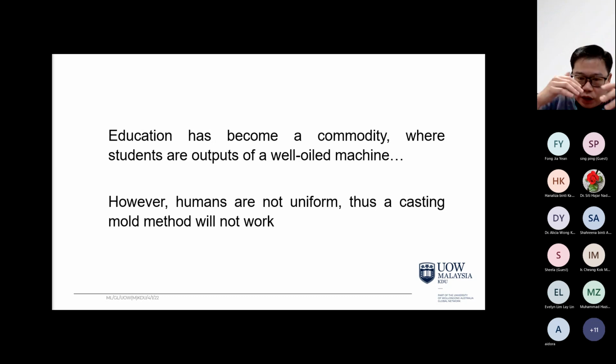All right. So in a nutshell, education has become that: the output, the input, the molding process. Because the input varies, we need to mold differently.